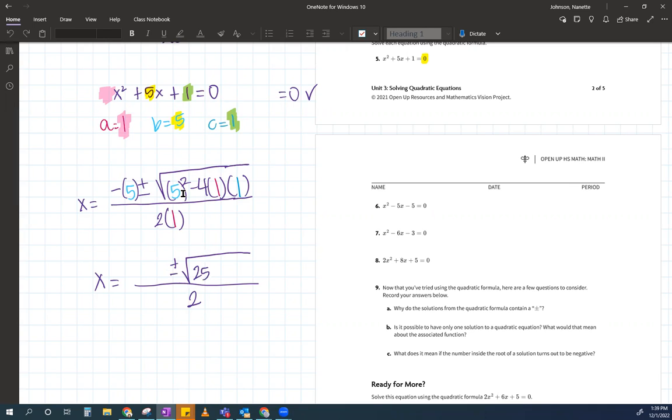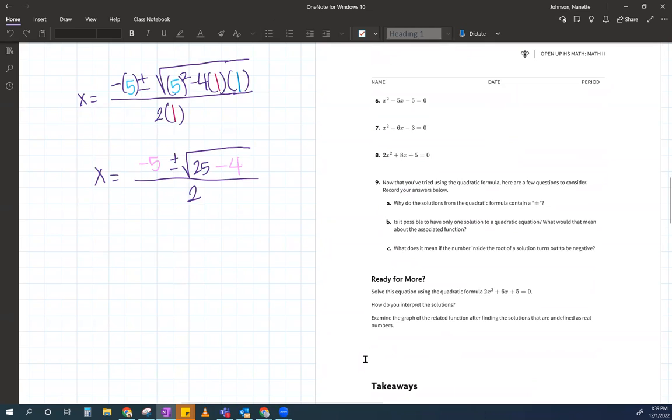Very good. Oh, someone said -4 times 1 times 1 is -4. Okay, very good. And then -5 is just -5. Okay, before I say we're done, I want you to look one more time. Is there anything else that I can simplify? Okay, what's 25 minus 4? Very good, it's 21. He stays in his square root.